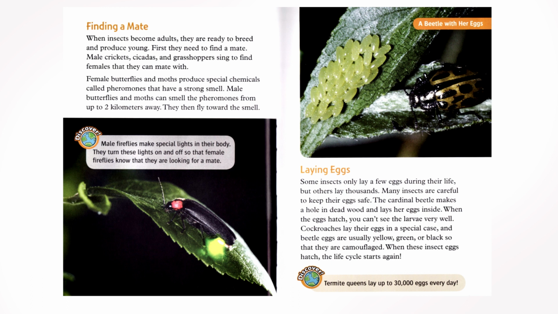Female butterflies and moths produce special chemicals called pheromones that have a strong smell. Male butterflies and moths can smell the pheromones from up to 2 kilometers away. They then fly toward the smell.